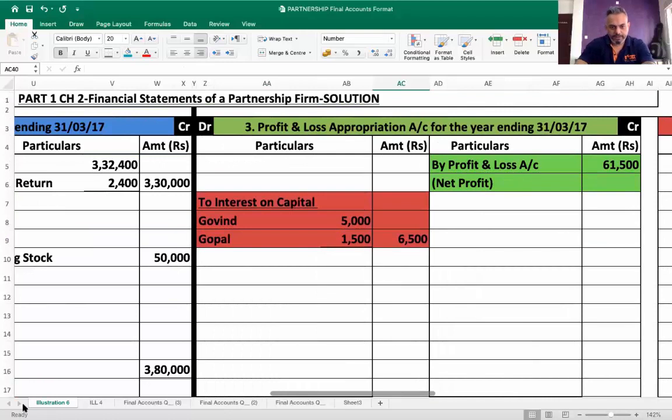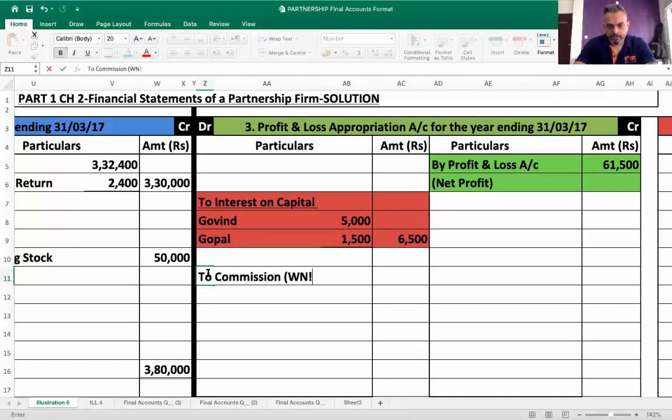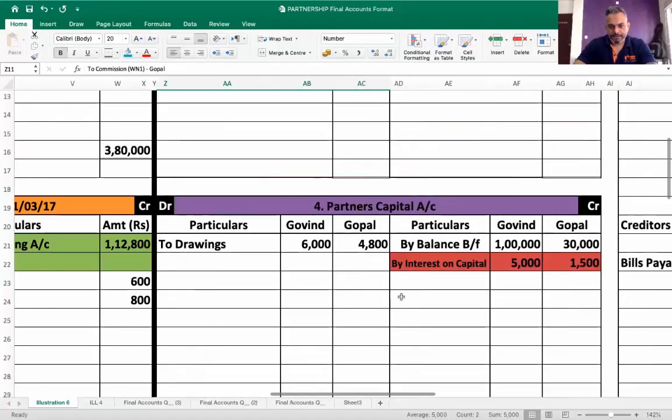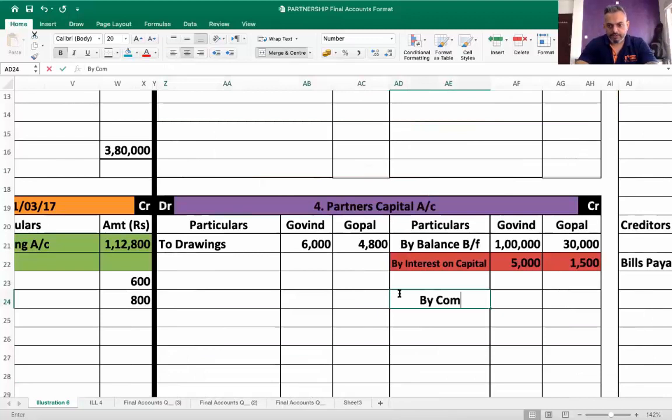Now here we mention commission, working note 1, 5,000, Gopal. Second effect, partners' capital account by commission, Gopal 5,000.